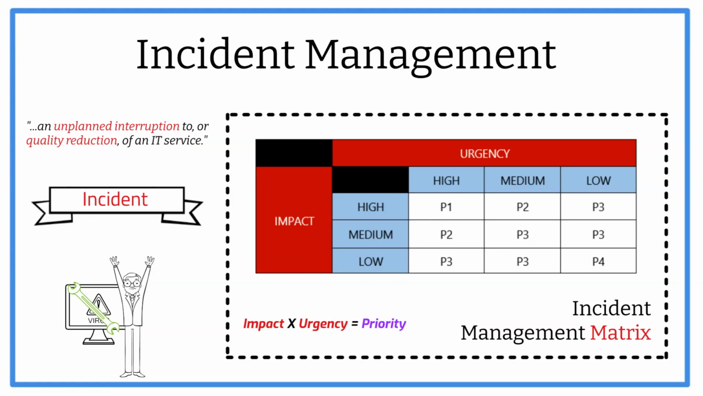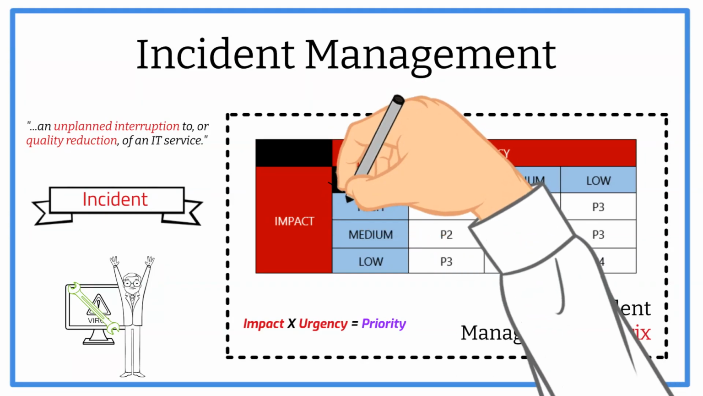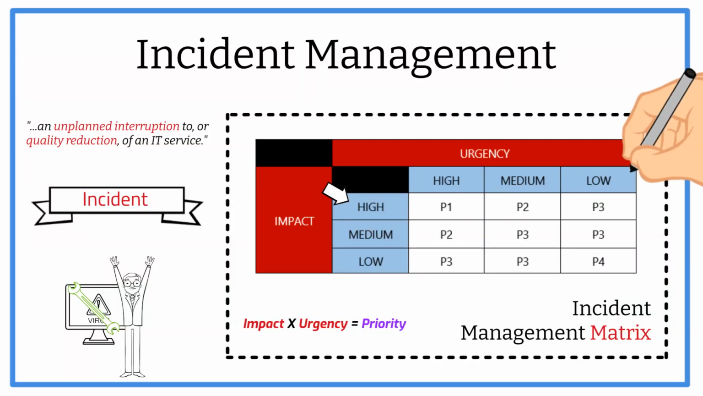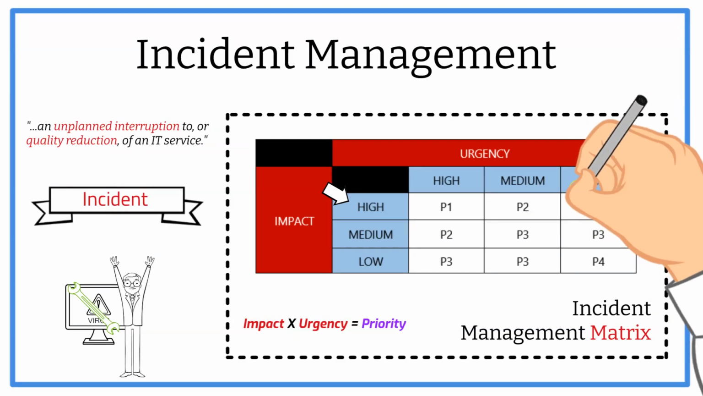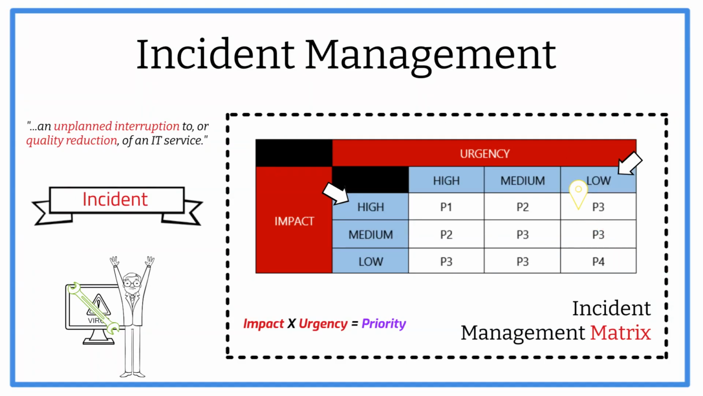For example, a ticket with a high impact and low urgency would be prioritized as a P3, according to the incident management matrix. Every company will have its own variation of the incident management matrix, and the table listed here is a guide only. You should always refer to your company's specific incident management matrix.